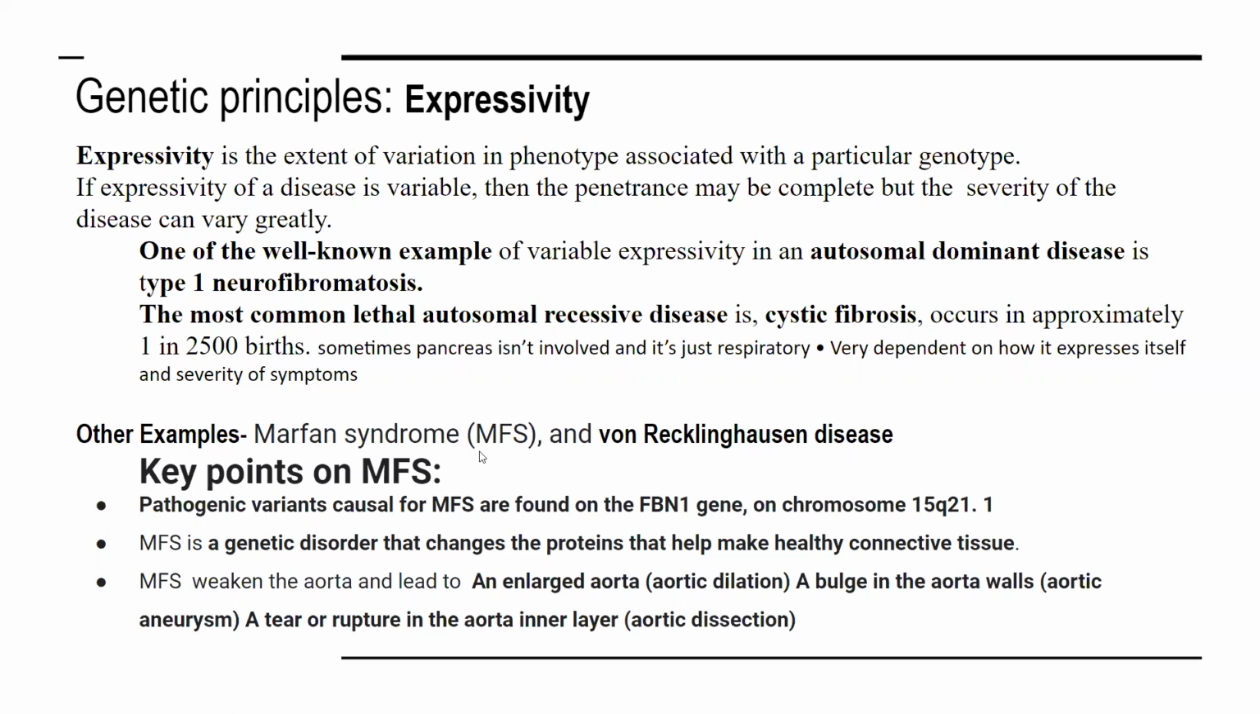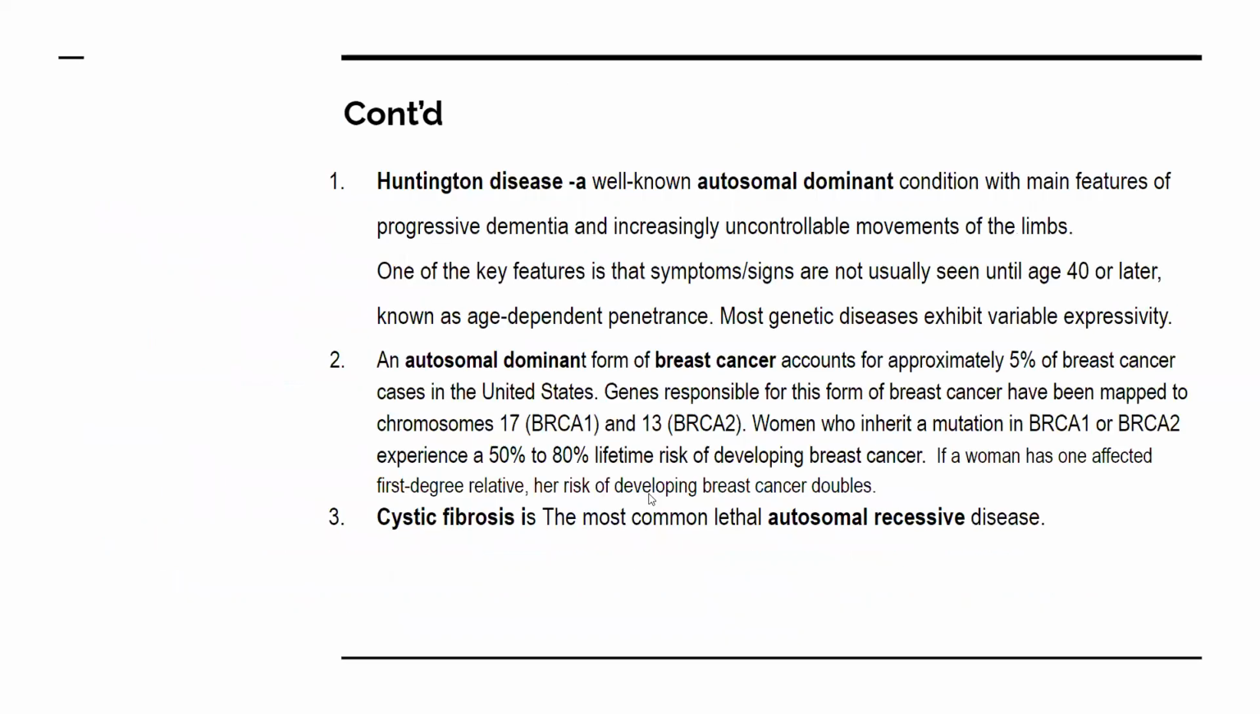Marfan syndrome, so keep in mind, can affect the connective tissue. So the heart is affected. Know the effect on the heart, know the effect on connective tissue. It's a genetic disorder that changes the proteins, and the pathological variants are in the FBN1 gene on chromosome 15q21. A lot of times we have to memorize these numbers because a lot of other numbers are given to distract students. So this slide will help you answer those questions.